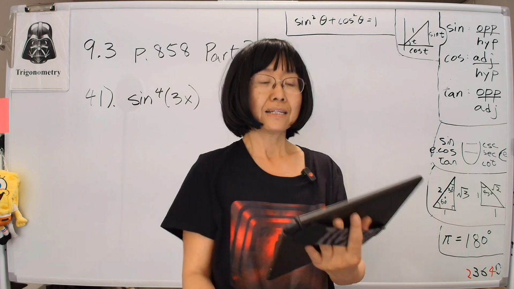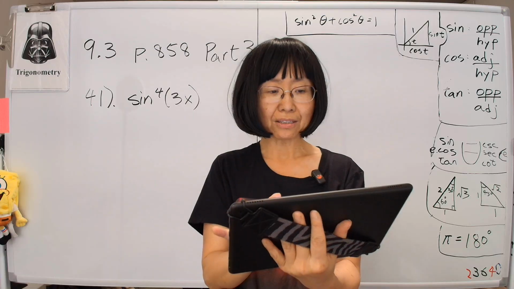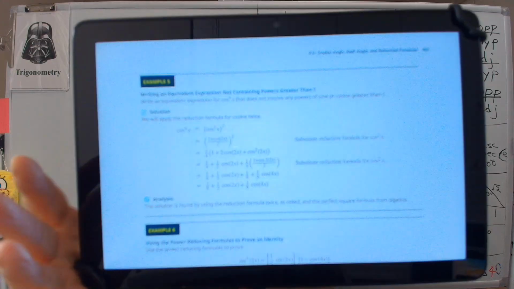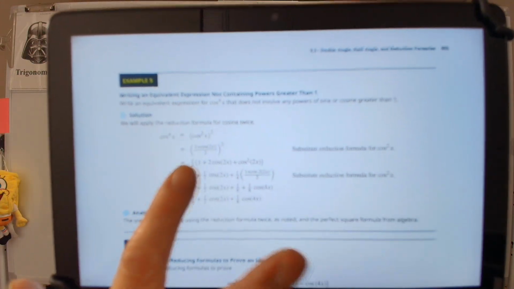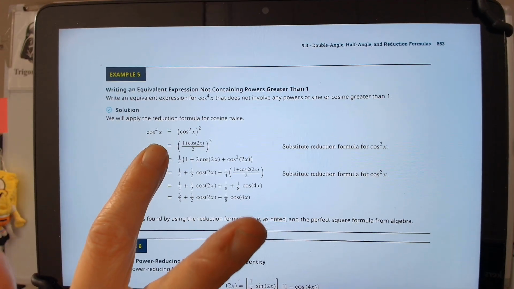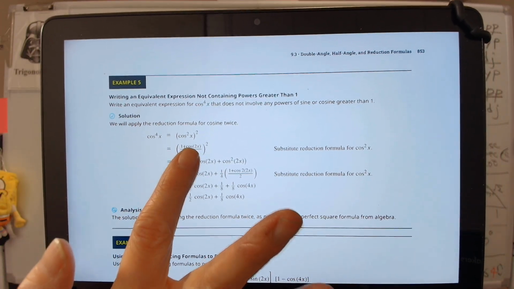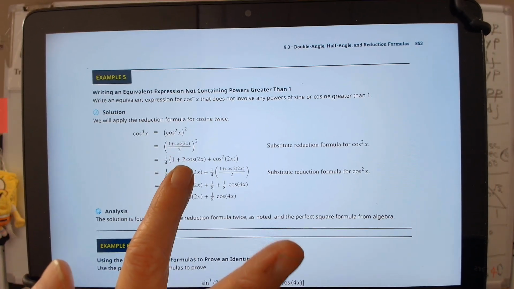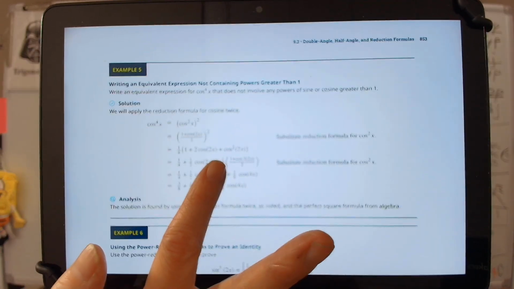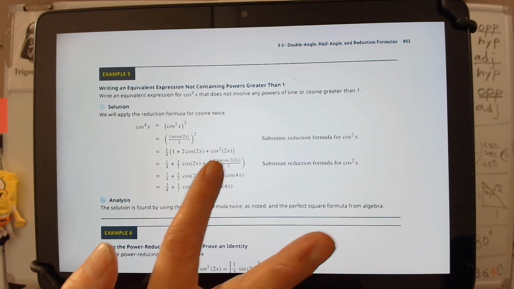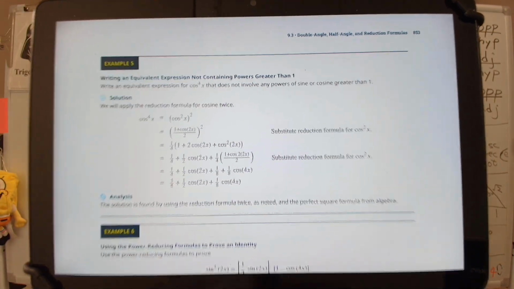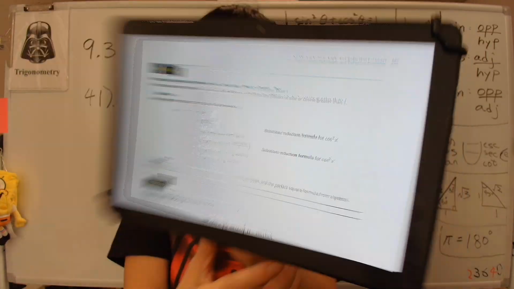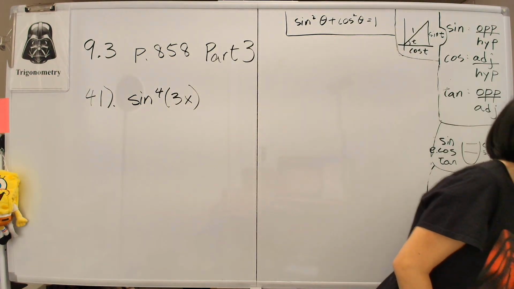Let me check. So before we start, I want to mention that this is identical to example 5 on page 853. That is this one right here, where we reduced cosine fourth. To reduce cosine fourth, we factor it into cosine squared multiplied by itself, so that it got reduced to cosine squared, and then we have to apply the reduction formula again. And so in this case, we are doing sine to the power fourth, but we're going to follow this exact pattern. Okay, so that is that.